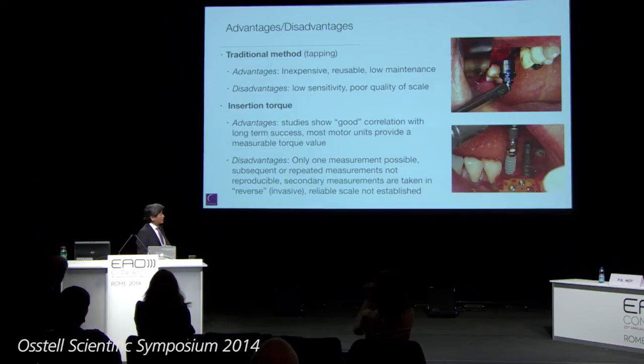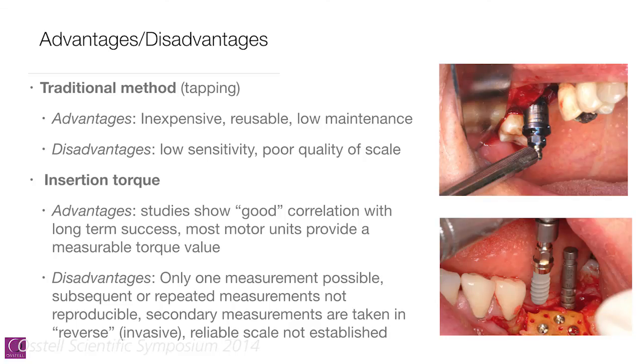So, the advantages and disadvantages of the traditional method: it seems to work. It is inexpensive. You can tap all day long if you want, so it's reusable. And it's low maintenance. The problem, though, is its low sensitivity, poor quality of scale. And this is what I'm going to focus on, the quality of scale that we can use as clinicians.